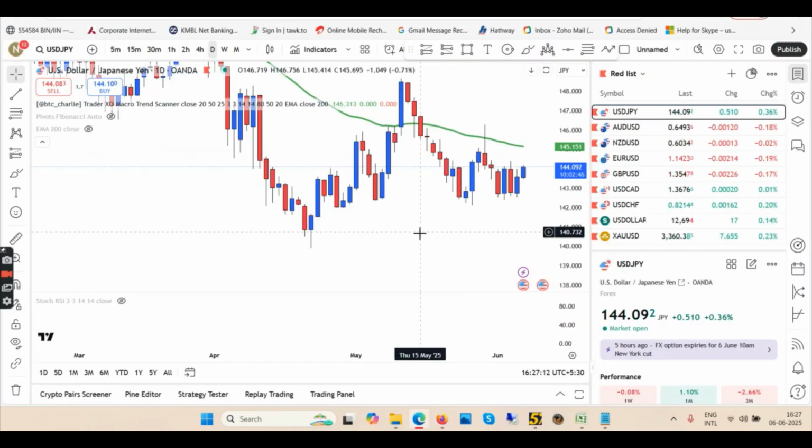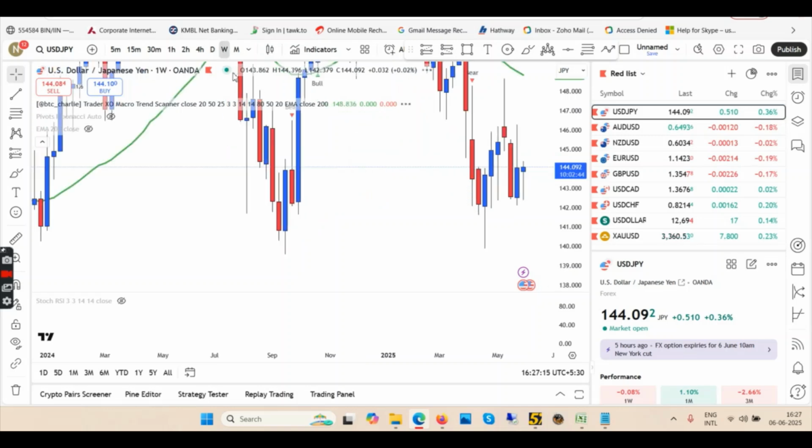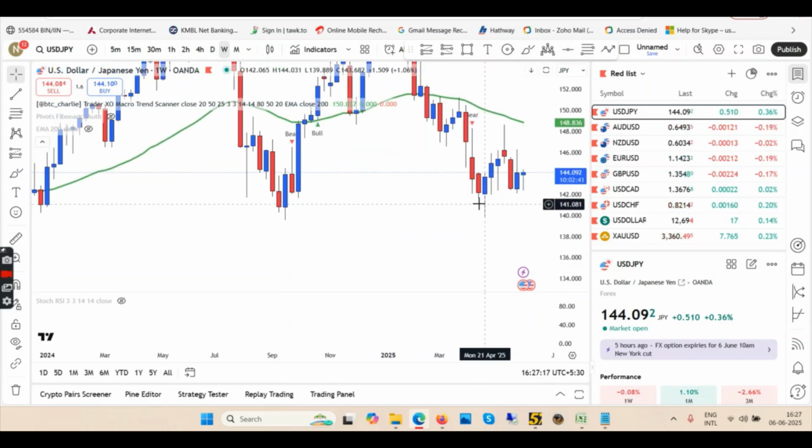Now coming back to the chart, starting with the top-down approach with weekly time frame. So today is the last day of the week, I guess. Okay, so what do we have in weekly? In weekly, we have the continuation of the uptrend.